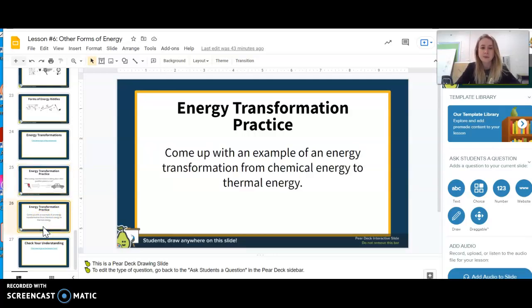Come up with an example of an energy transformation from chemical to thermal. Anytime you're burning something like firewood, that's chemical energy. And when you burn it, it's released into thermal energy.